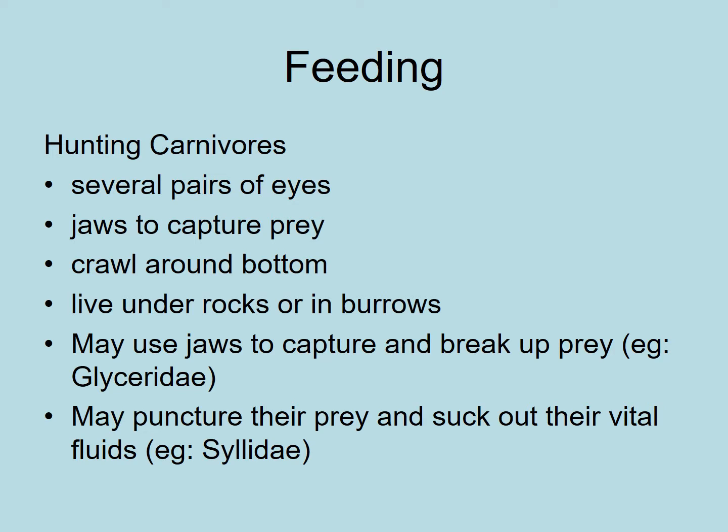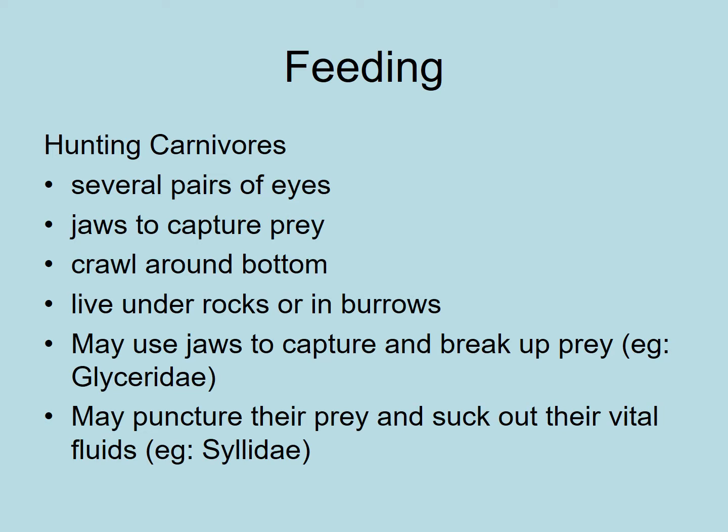Welcome to the third video on annelids, following on from the first two. We looked at their body plan, general characteristics. Now we're going to look at some of these actual annelid worms, see how they live so that you can recognize them when you're out in the environment. And we'll start with hunting carnivores.